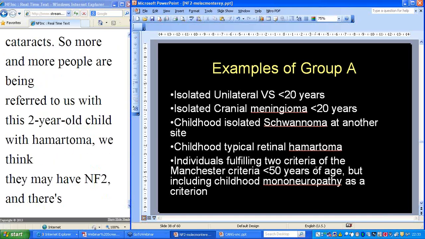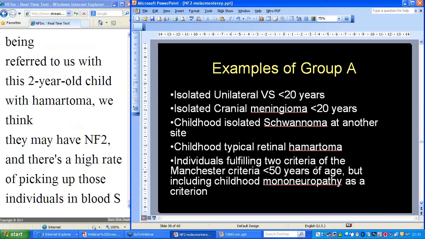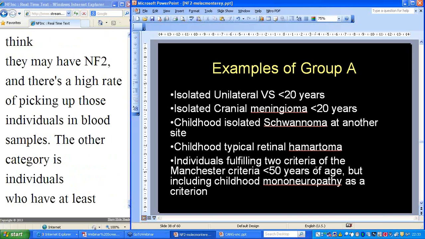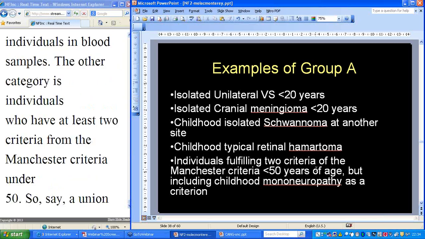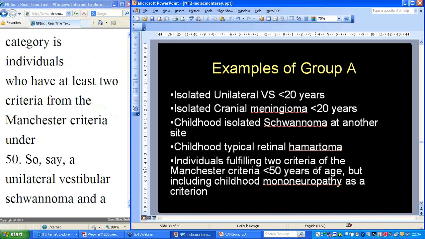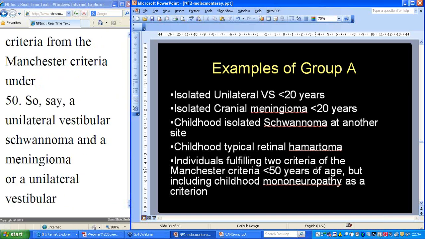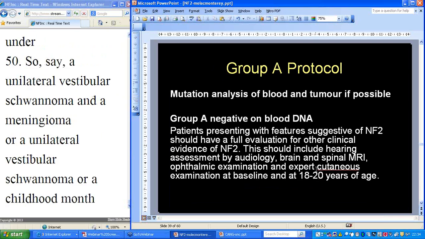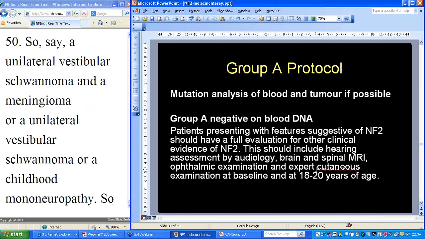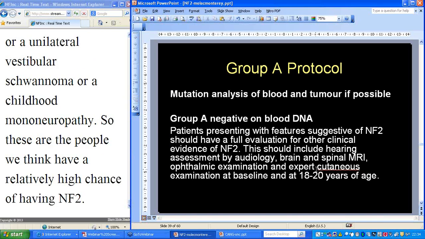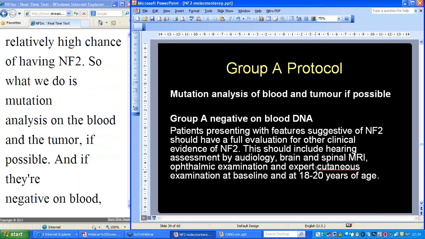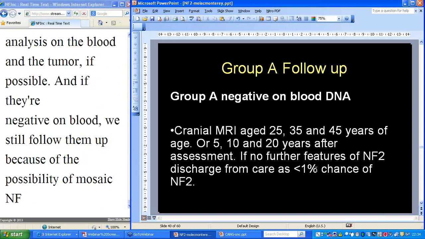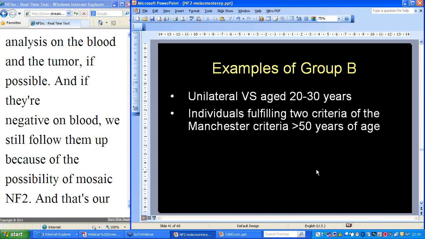So the other category is individuals who have at least 2 criteria from the Manchester criteria under 50. So say a unilateral vestibular schwannoma and a meningioma, or a unilateral vestibular schwannoma and a childhood mononeuropathy. So these are people that we think have a relatively high chance of having NF2. So what we do is we do a mutation analysis on the blood and the tumor if possible, and if they're negative on blood, we still follow them up because of the possibility of mosaic NF2. And that's our protocol for following people up every 5 years with MRI scans.